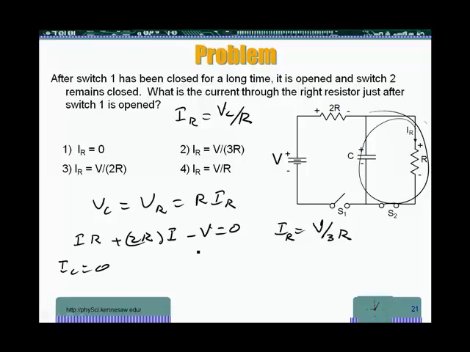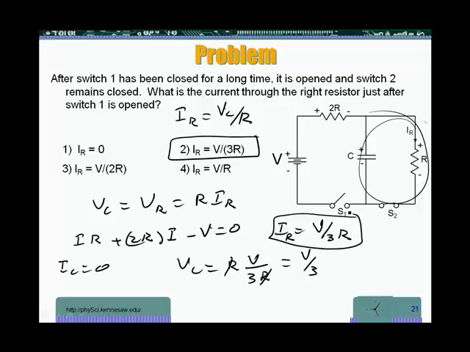So I go back to VC. VC then is R IR. So it is R times V over 3R. So it is V over 3. So if I try to find IR, then it's going to be just this, V over 3R. Actually, I found it here without going back there.